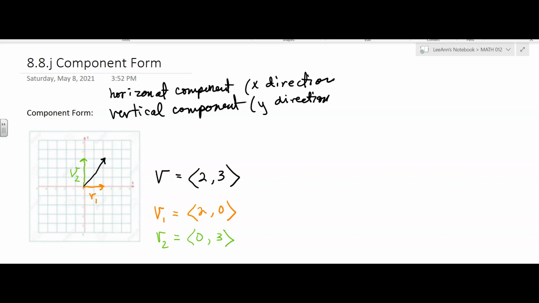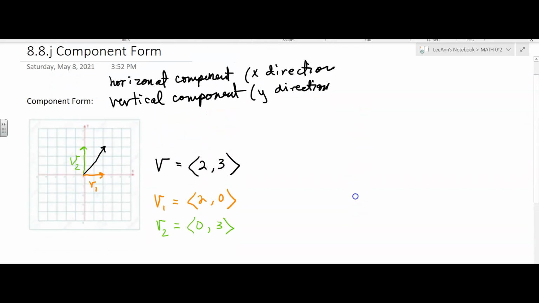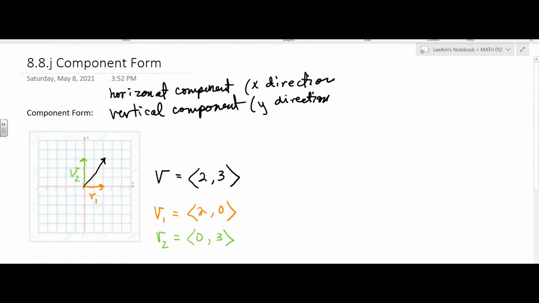Now if you add those together, graphically or algebraically, you're going to get the vector v. That's what we mean by component form, splitting it into 2 vectors, one that just represents the horizontal component and the other that represents the vertical component. Sometimes it's easier if we are able to split those vectors up so that we can just work with the horizontal stuff and just with the vertical stuff.